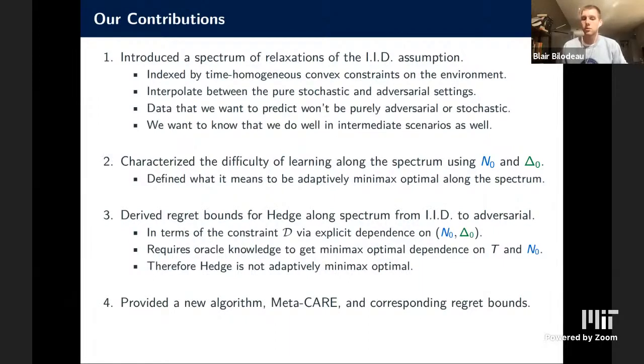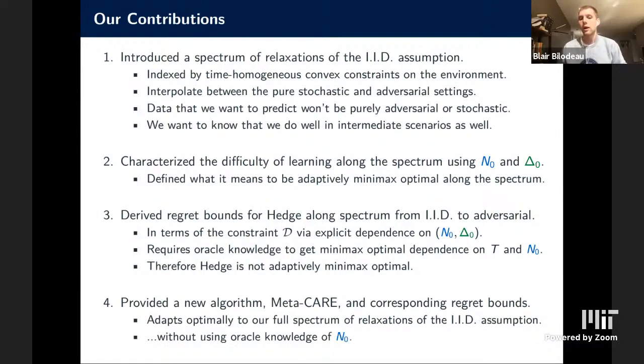And then we provide a new algorithm, Metacare, which builds on our new modification of FTRL, which is FTRL care, and regret bounds for it that adapt optimally to the full spectrum of settings between stochastic and adversarial. And the point is it adapts optimally without having to know in advance what N0 is or delta 0 is or anything about these constraints.